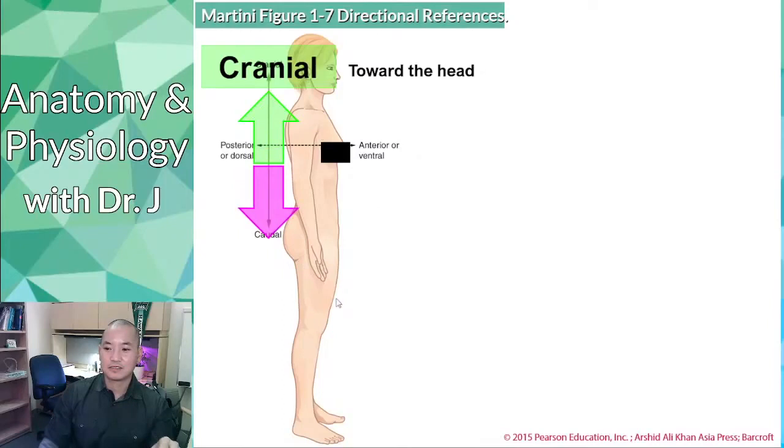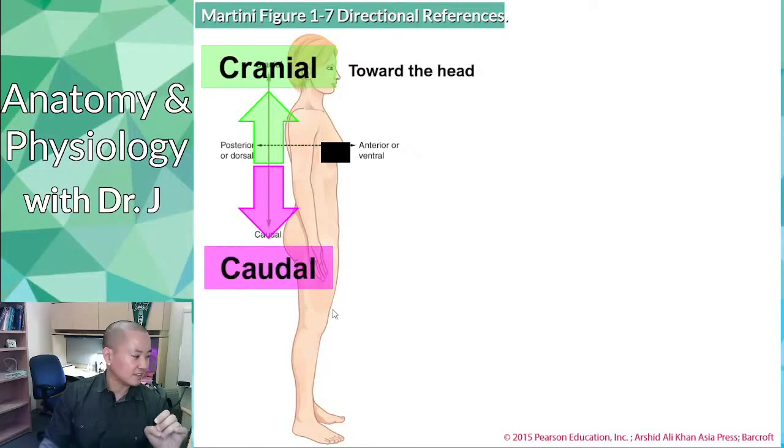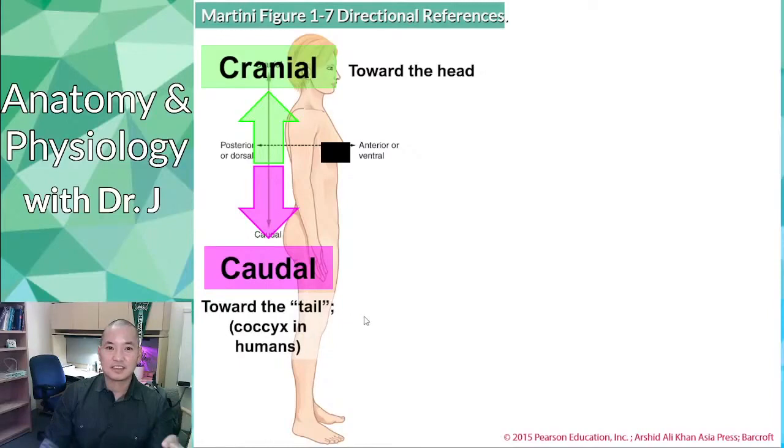And caudal, actually the root word cauda means tail. So toward the tail, or the tailbone, which is called the coccyx in humans. So you may be like, wait, humans don't have tails. Well, embryos have tails, but it undergoes a process called apoptosis, and this tail actually disintegrates as you're developing in the womb.